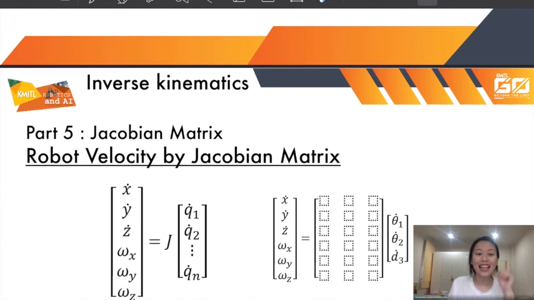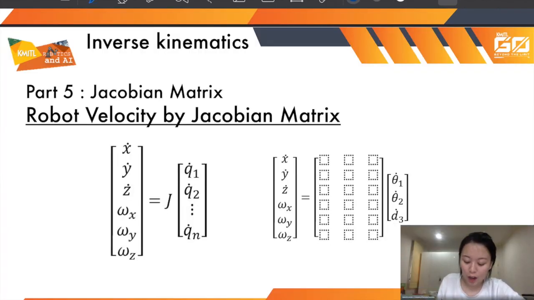And for the last part is the Jacobian matrix. What is the Jacobian matrix? The Jacobian matrix is the matrix that helps to define the robot velocity. I will show you how to make it the easy way. Okay, so let's see the Jacobian matrix.